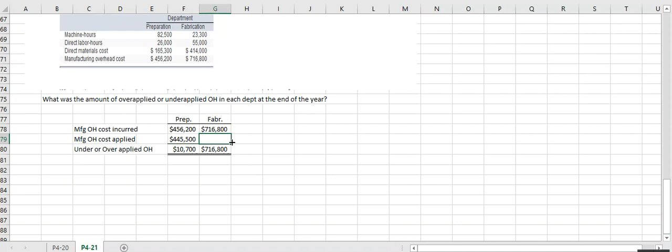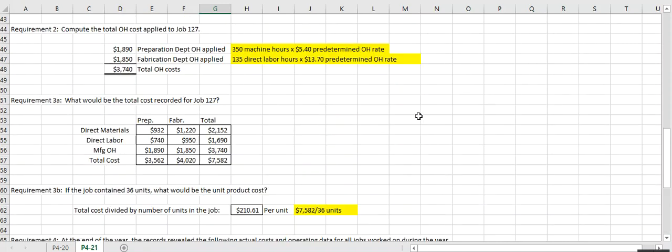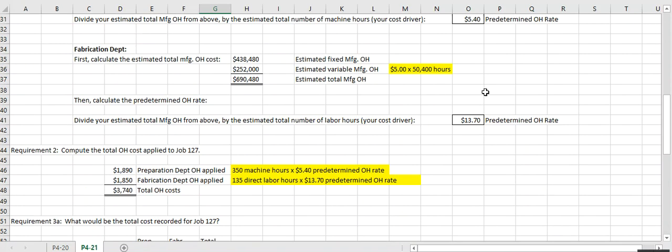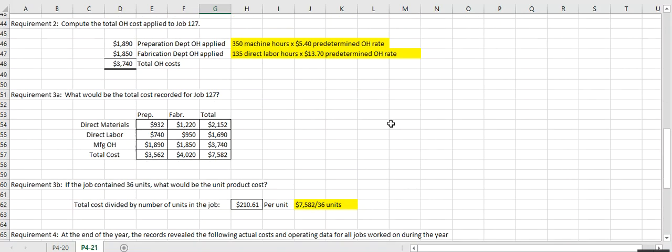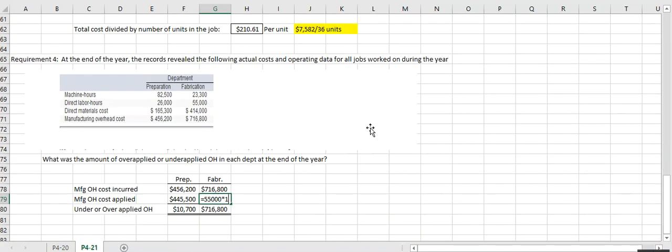So fabrication, we're going to do the same thing, except we're going to use direct labor hours. So that one's going to be 55,000 direct labor hours times our predetermined rate, which is all the way up here. There it is, $13.70. And that's actually the amount that we applied.